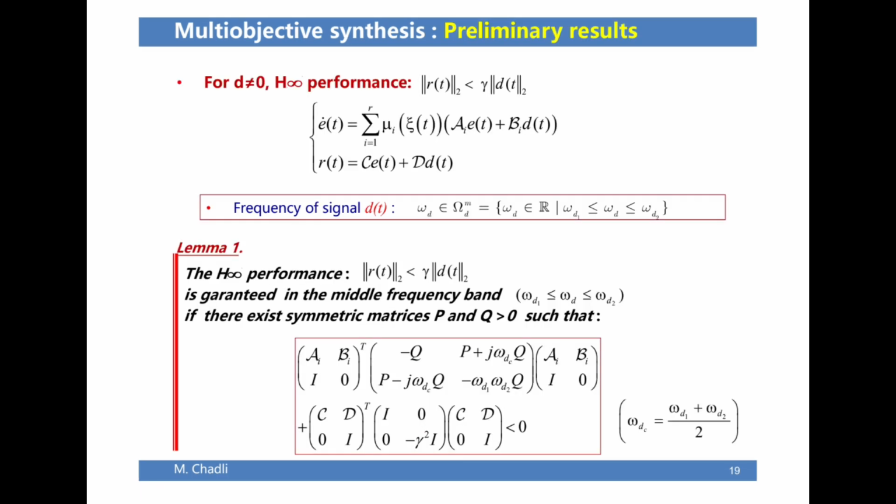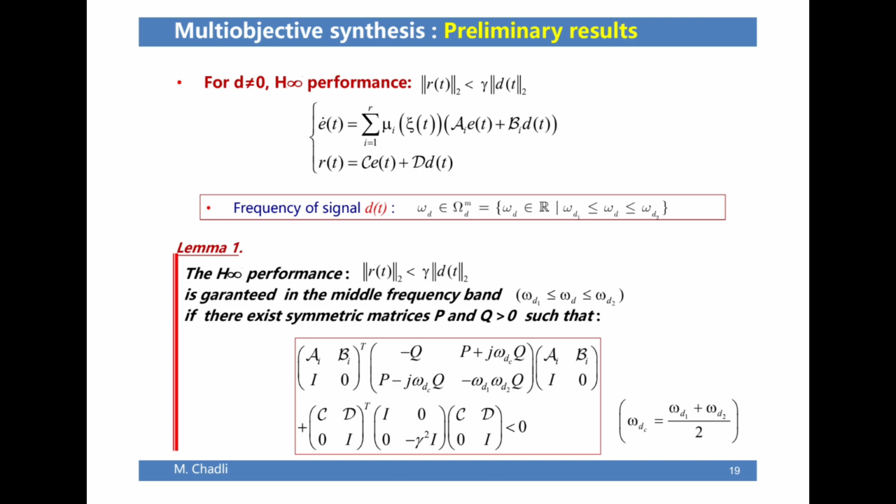To introduce the topic, I give you some of the problems, but without the mathematical developments of the procedure. I give you directly the result, because you have time to do that, we can discuss it, or you can find it in some references that I give you at the end of this presentation. So for this, I introduce the H infinity performance in a finite frequency domain, where I assume that the output of the system r(t) here is subject to an external signal of known frequency between omega D1 and omega D2, okay? The objective is how to reject the disturbance D, taking into account the frequency of the signal.